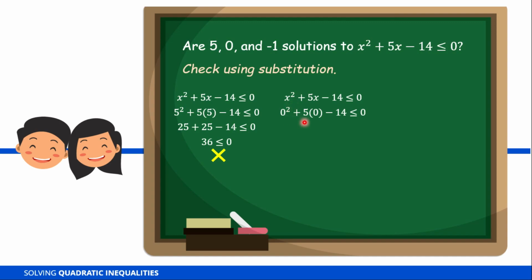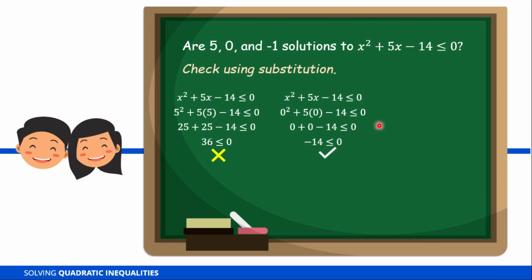So, we have 0 squared plus the product of 5 and 0 minus 14 is less than or equal to 0. Simplify natin yung nasa left side. So, this will become 0 squared plus 0 minus 14, okay, is less than or equal to 0. Negative 14 is less than or equal to 0, which is true. Mas maliit ang negative 14 kesa sa 0.